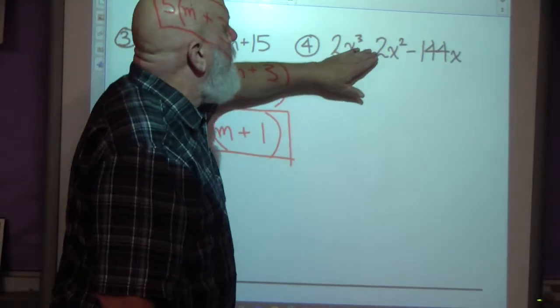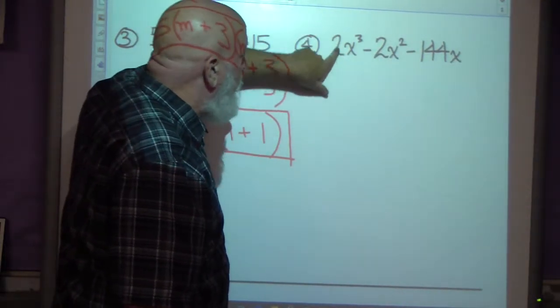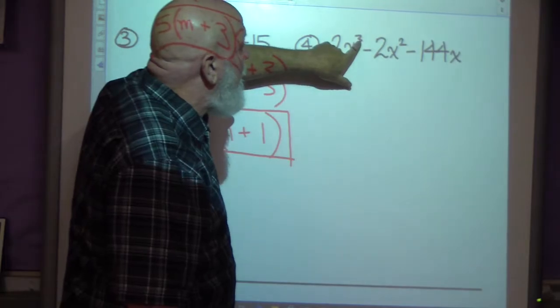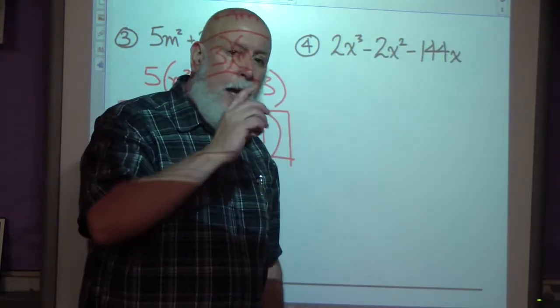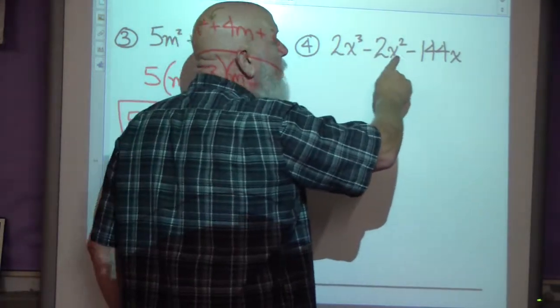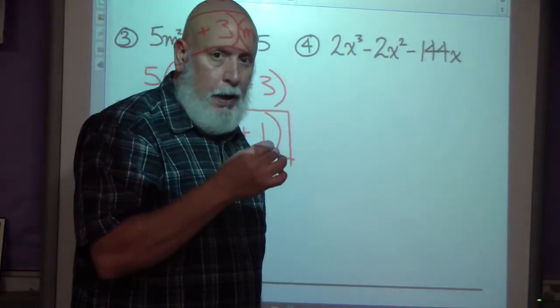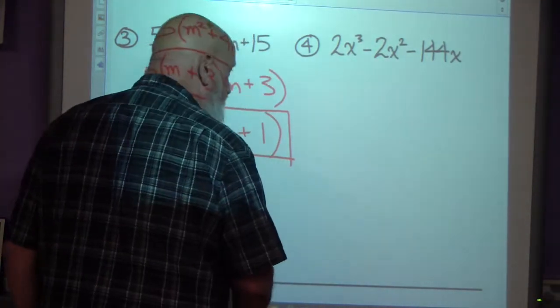All right, looking at the last example here, I see that A is a 2. And look at here, that is x cubed and x squared and x. This thing has a common factor of 2 in it, and every single term has an x in it. So I'm going to pull out a 2 and an x. Let's see how that works.